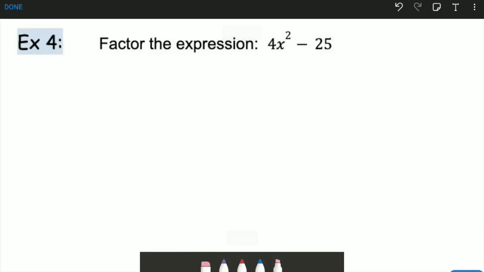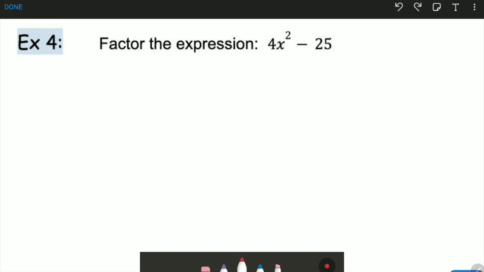Okay, in this example, we're going to factor the expression 4x squared minus 25. Now, when we go through the factoring process, the first thing we want to check to see is there a common monomial in any of the terms we're starting with? And no number goes into both 4 and 25. There's not a variable in both terms, and the highest powered term is not negative. So there is no monomial that we were going to want to pull out.